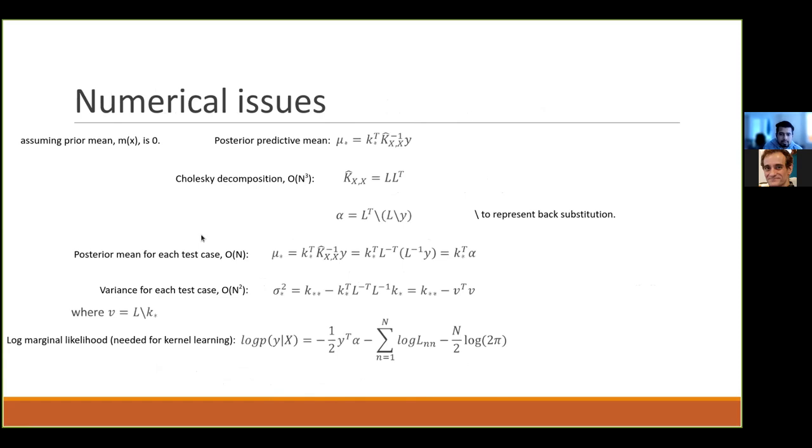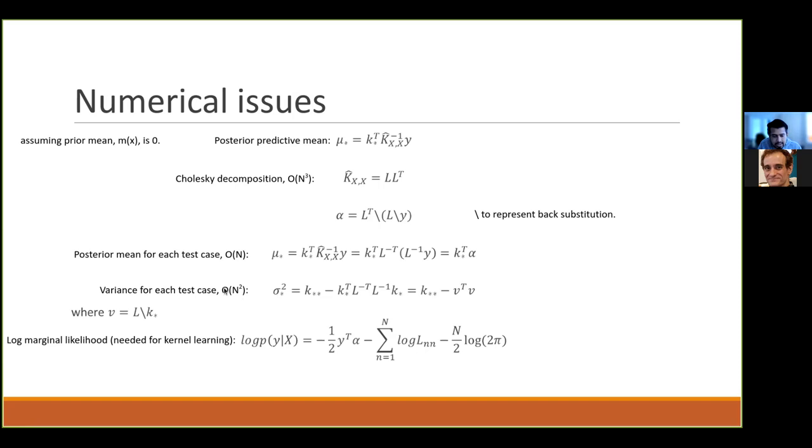Okay, so there are some numerical issues with training Gaussian processes. These numerical issues are mainly concerned with the runtime. Here we have the posterior predictive mean, and the second term represents a Cholesky decomposition of the kernel, which we would need for inverting it. This takes O(n^3) time. This alpha is a latent variable, represented by this equation where backslash represents back substitution. These are related to linear algebra. The posterior mean for each test case takes O(n) time, linearly dependent on the data set, and calculating the variance would take O(n^2).